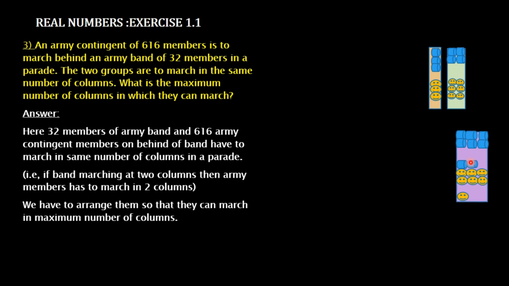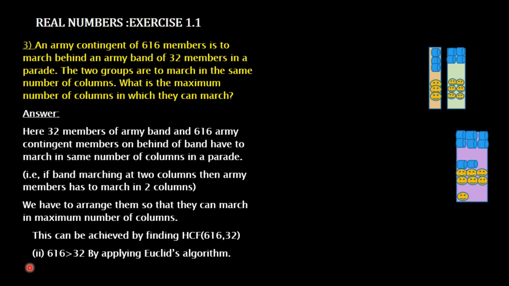So we have to face a problem here. So we have to find the factor of both in order for this arrangement, and also here we have to find the highest among them so that we can arrange them in the maximum number of columns. So what we have to find here? We have to find the HCF of 616 and 32 to find the arrangement here. For that we can apply Euclid's algorithm, that is 616 greater than 32.